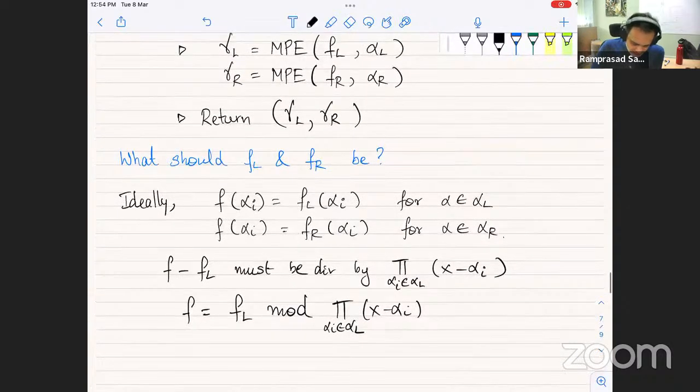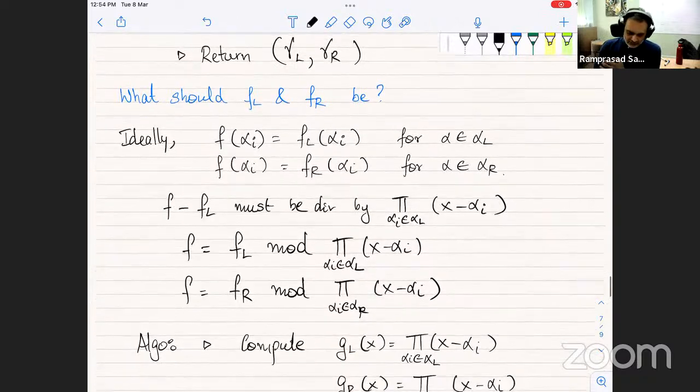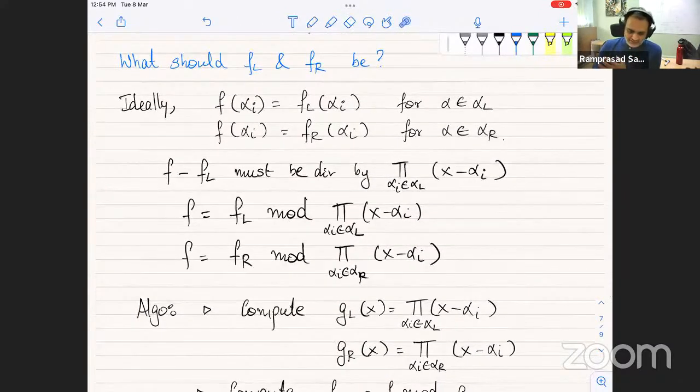Okay. And similarly, I would like F to be equal to FR mod the right hand side, the product of X minus alpha over alpha R. Is this okay so far? Okay. So the algorithm is now clear.